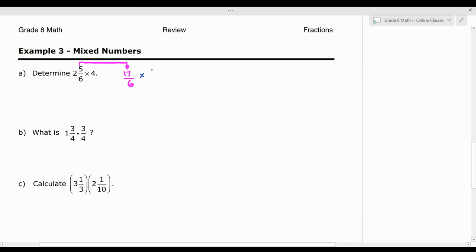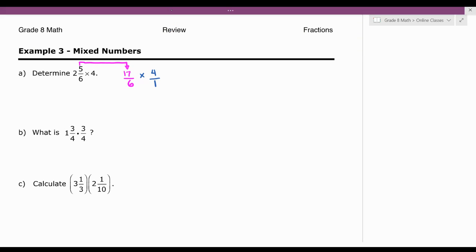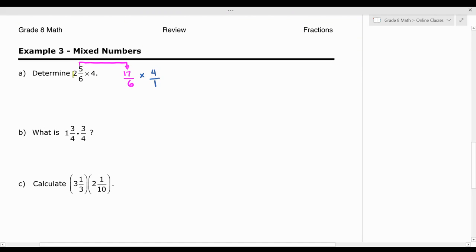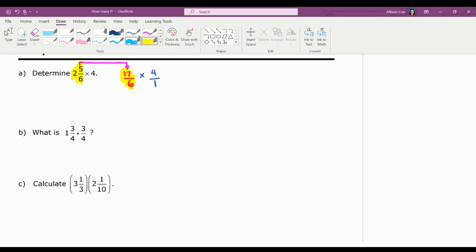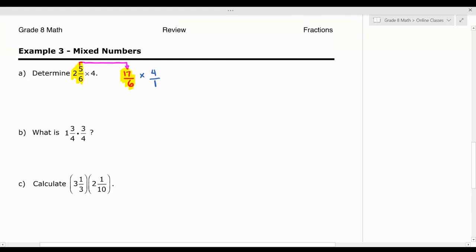Okay, and then times the original 4. You could write this as 4 over 1 if you need. If not, feel free to skip that. And again, all I've done is I have taken this mixed number, changed it to improper, and then we're just going to follow what we practiced in the first lesson. So we will go top times top, bottom times bottom.